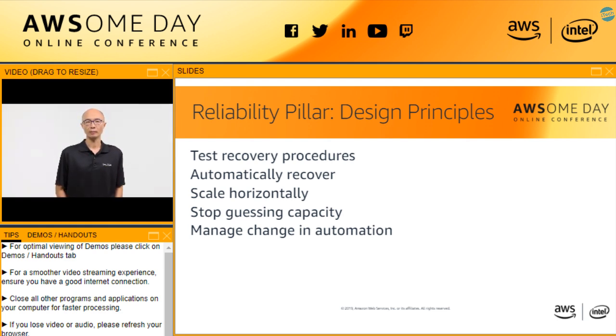Stop guessing capacity. In the cloud environment, you have the ability to monitor demand and system utilization and automate the addition or removal of resources. This is designed to make sure you have the optimal level to satisfy your demand without over or under provisioning. Manage change in automation. Changes to your architectures and infrastructure should be made using automation. With this, you only need to manage change through your automation, not every single system or resource.